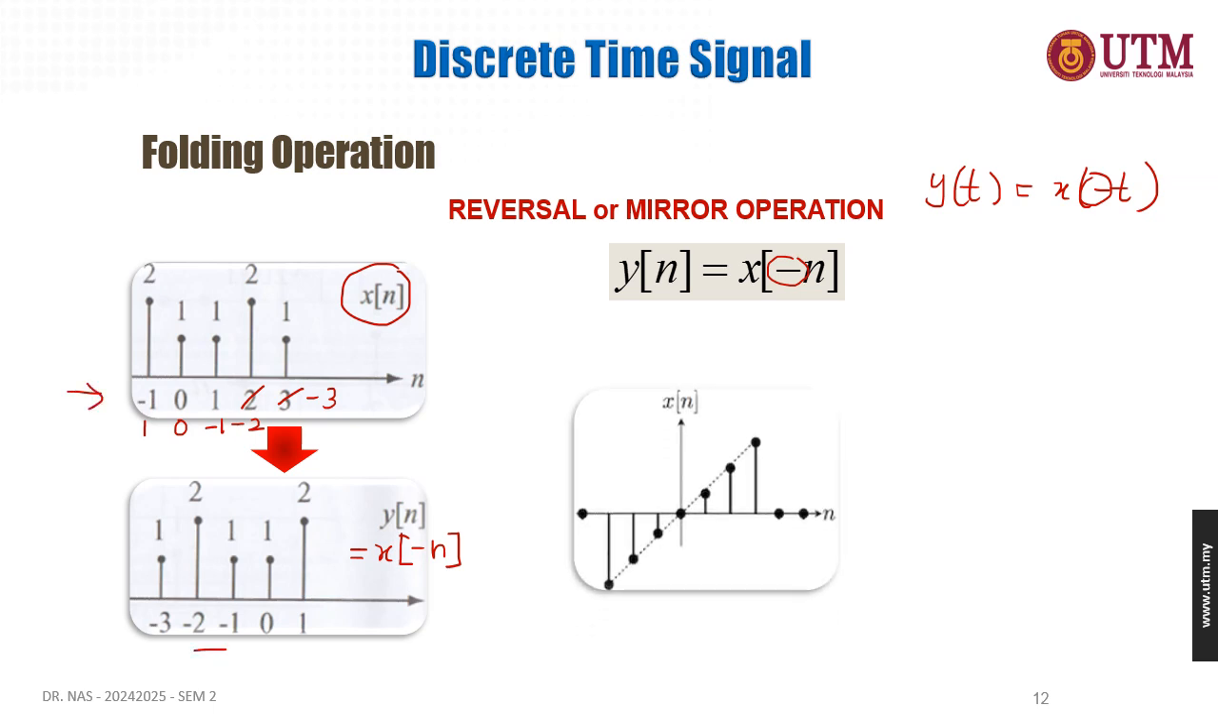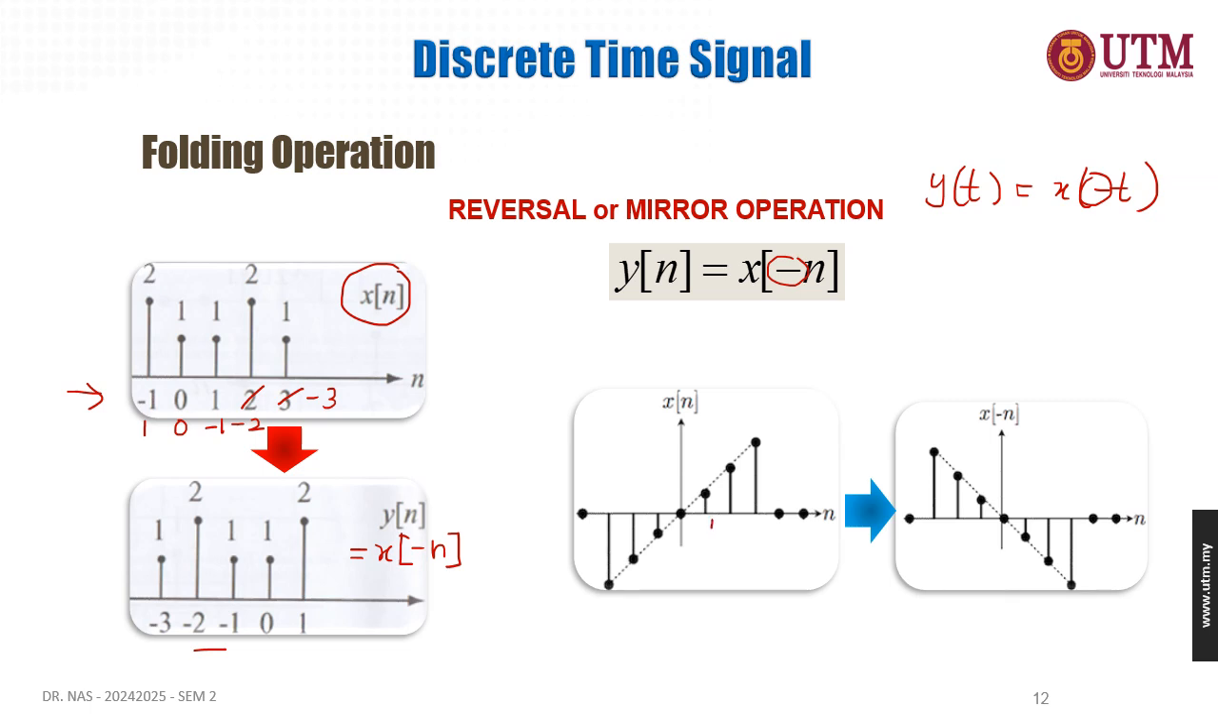Let's look at another example. When you have x[n], what happens when you have x[-n]? At positive positions here, 1, 2, and 3, supposedly it is at positive 3, now it becomes at negative 3, and so on.